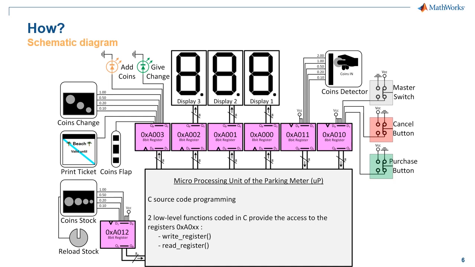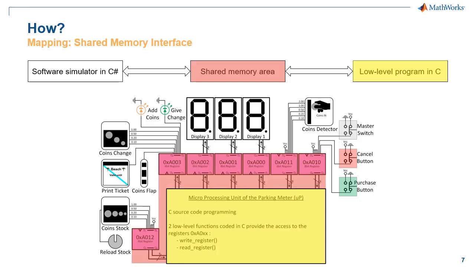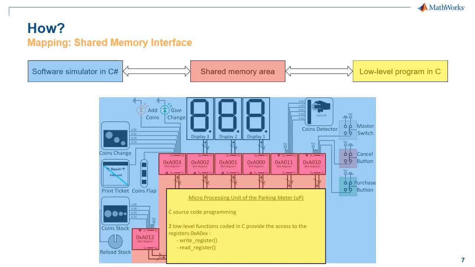Here is a schematic of this parking meter, and the main challenge to overcome now is how can we set up the communication between the program that is developed in MATLAB and Simulink and the external C# interface. To do this, a shared memory area mechanism has been put in place, and if we take a look at this diagram, you can see that first we have the program in C that is derived from a MATLAB or Simulink representation, and then this will communicate with the shared memory area that will implement the registers that are emulated in the C# interface, and then we have the C# interface itself.